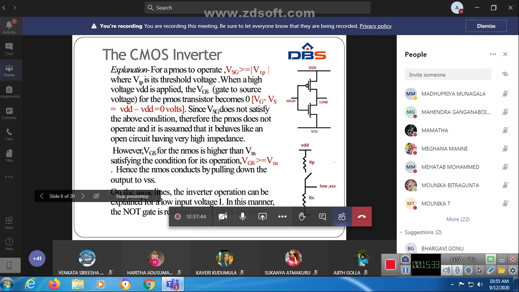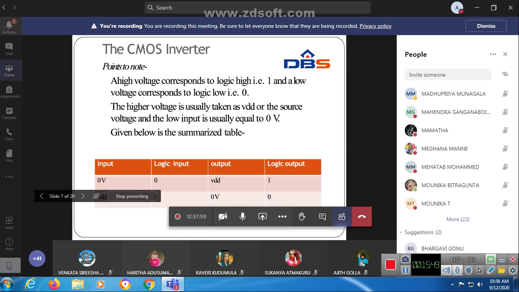So based on that, during these conditions, both transistors act as a pull up and a pull down transistor. So that is the operation of the CMOS inverter, and the same thing will be explained in a truth table. Here the logic input is 0, and VDD, whenever we give it as input, is logically equal to 1. So 0 means 0 and VDD means 1, or we can consider 5 volts also.